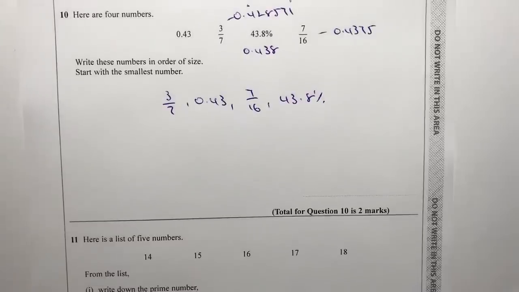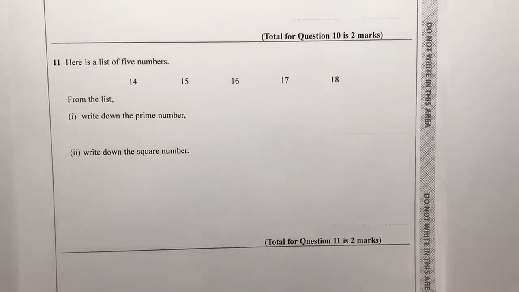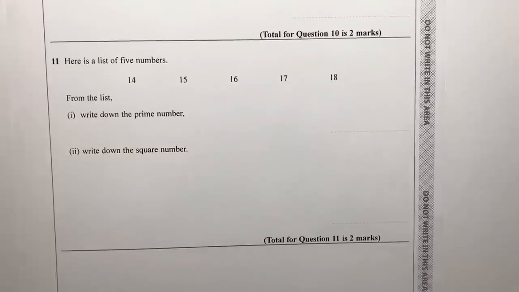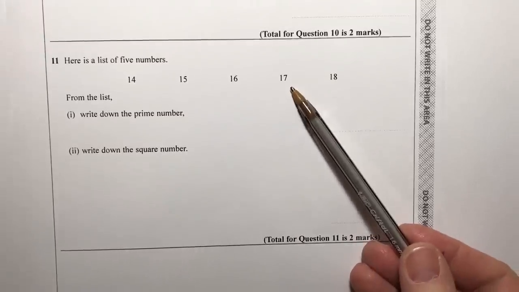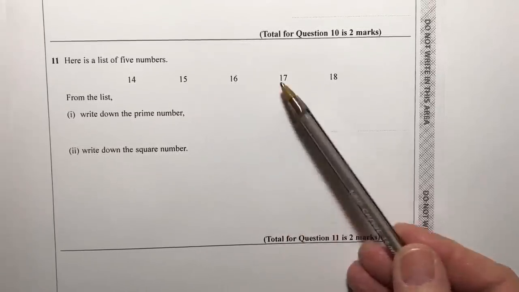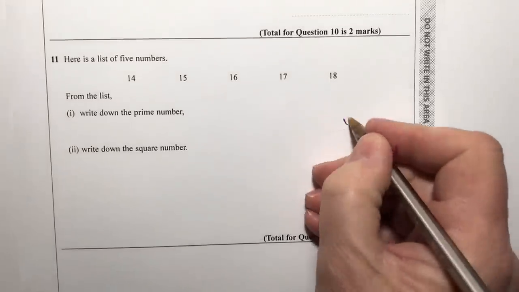Do practice these sorts of questions because they seem to be fairly popular. Okay, as is the next one, here is a list of 5 numbers. Write down the prime number and write down the square number. Okay, well, a prime number is a number that's only divisible by itself and 1. So there's no number that will divide into the number 17. So if I look at, say, 15, I can divide that by 5 and 3. So that's not a prime number. So 17 is, so that's the prime number.